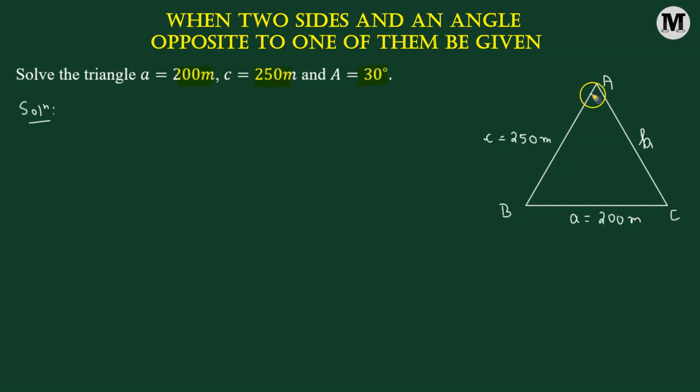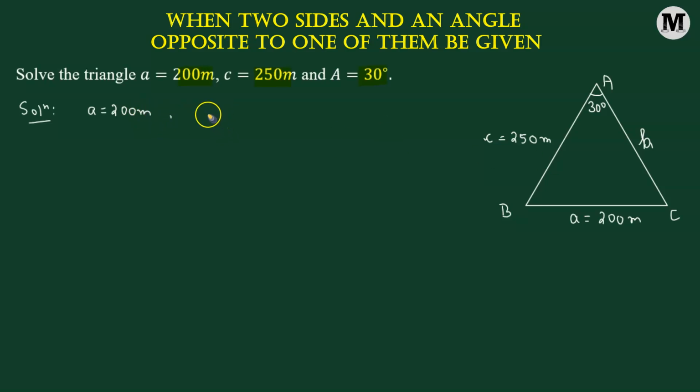Now the angle measure of A that is given to us is 30 degrees. So we need to solve this triangle. But before continuing, we need to check whether the triangle exists or not. We'll first begin by considering the side that is opposite to the given angle, that is side a. So here we have a equals 200 meters. We're going to keep this aside for the time being.